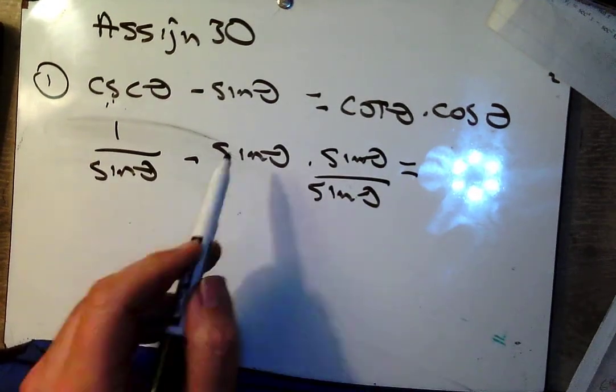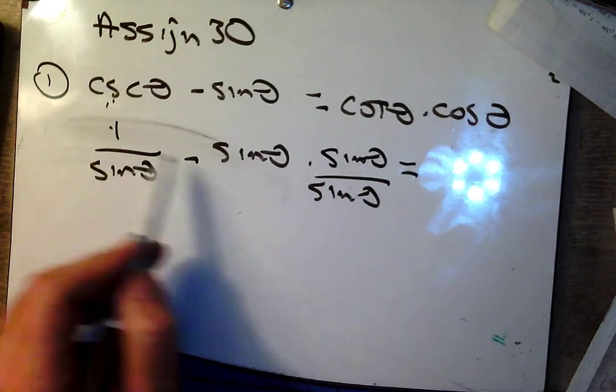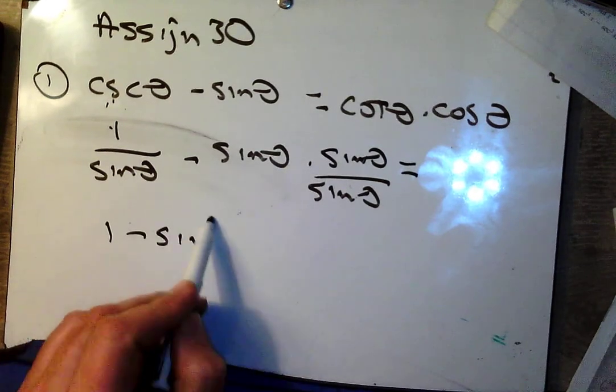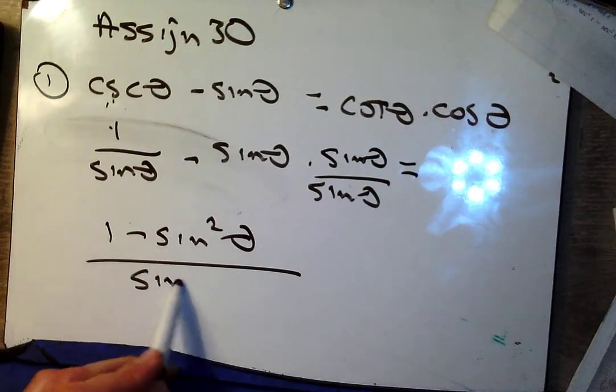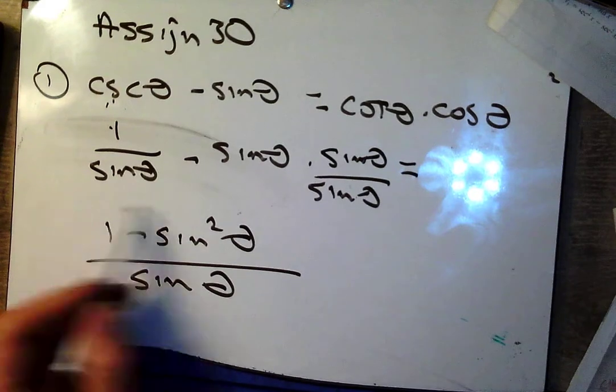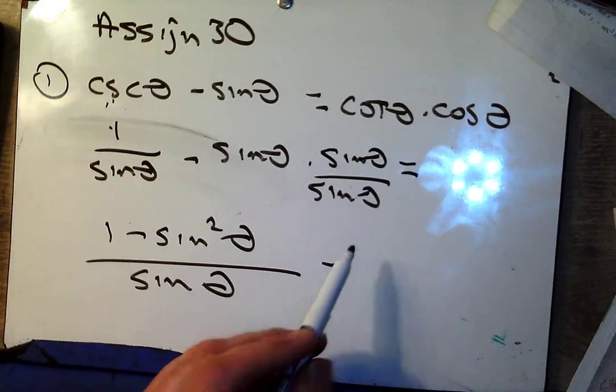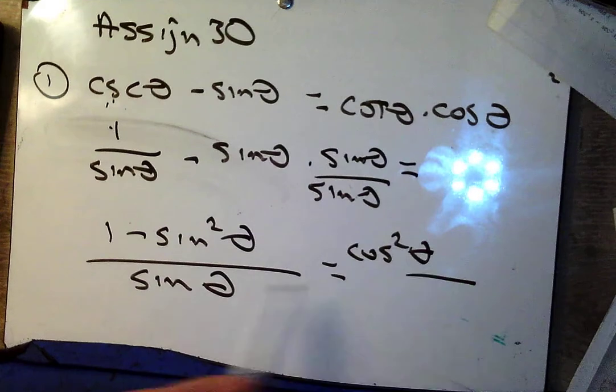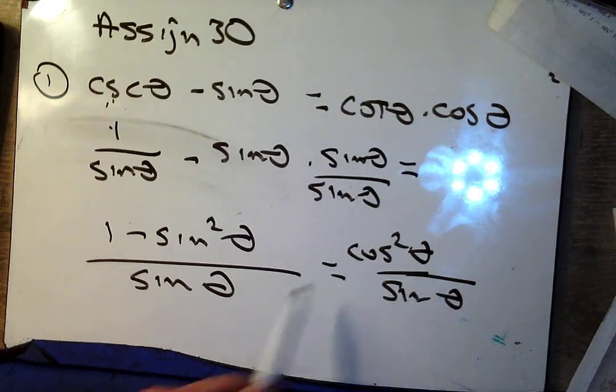Well, where does that take me? Sine times sine is sine squared. I have 1 minus sine squared over sine theta. And what's 1 minus sine squared? Well, that's cosine squared over sine theta.